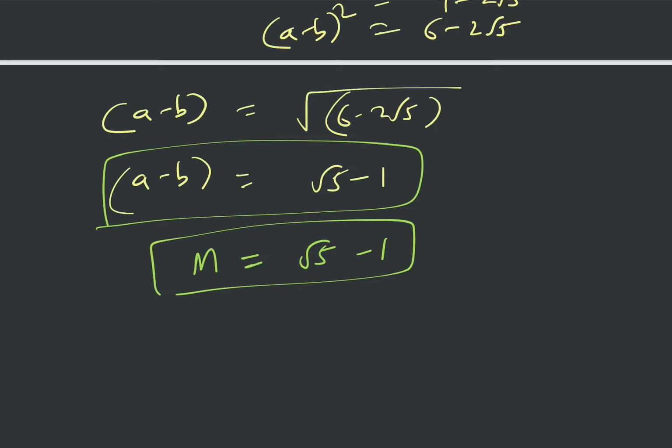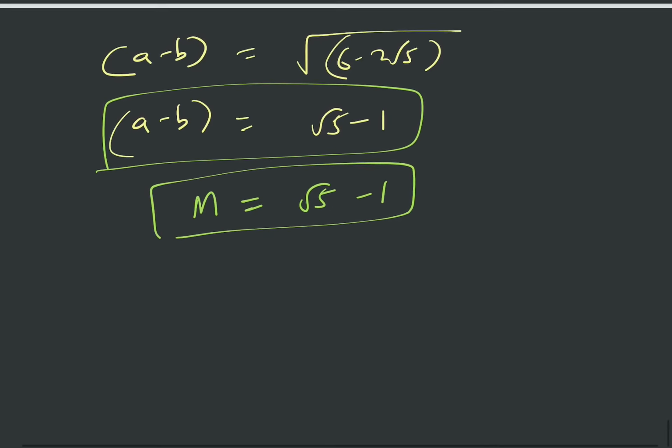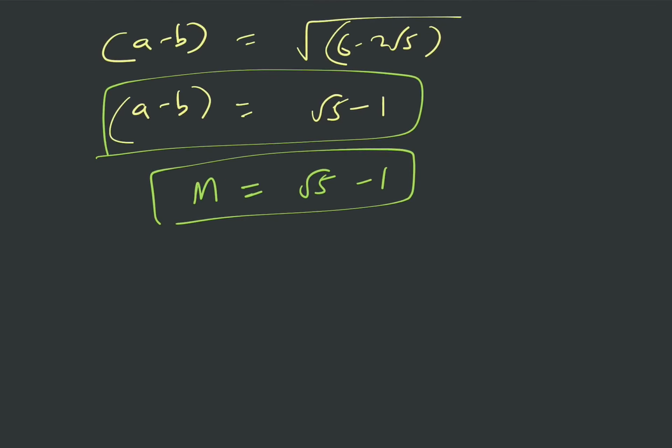This is how you can simplify these surds using formulas of A plus B whole square, A minus B whole square, sometimes A plus B plus C whole square, A plus B whole cube, and so on. And the rationalization of numerators and denominators, we have seen that.